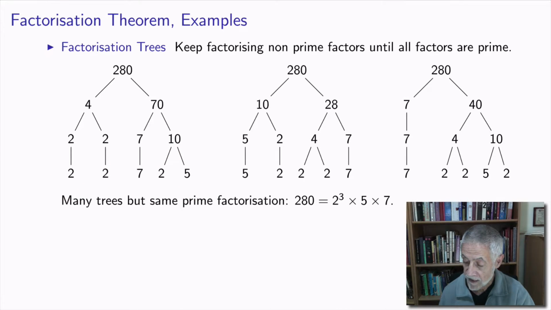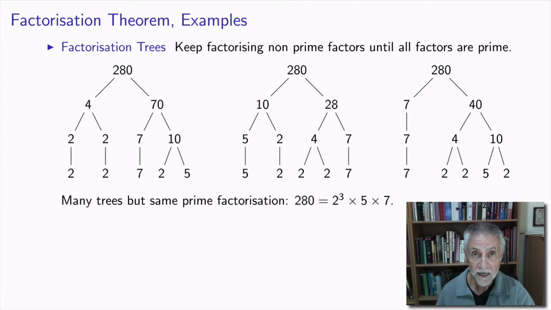is equal to 280. And if we arrange the smallest prime factors first, we have 2 cubed, these 3 2's here, times 5 times 7.